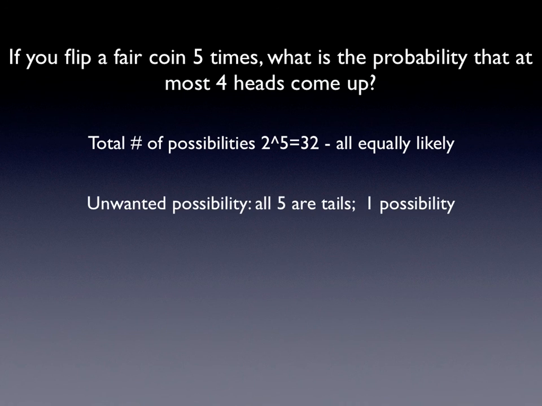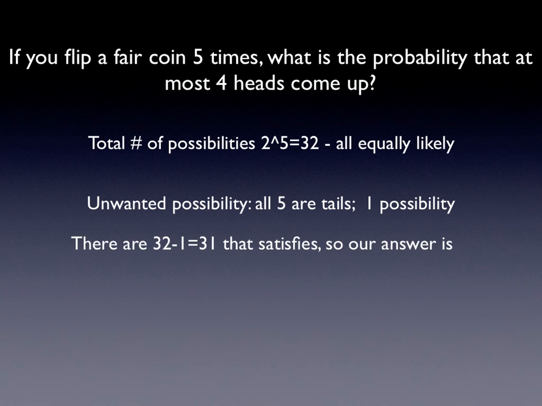Now let's count the unwanted possibilities. The only unwanted possibility is when all 5 are tails. That's only one. So there's 31 possibilities that satisfy. 32 minus 30 minus 1 is 31. So our answer is 31 over 32.